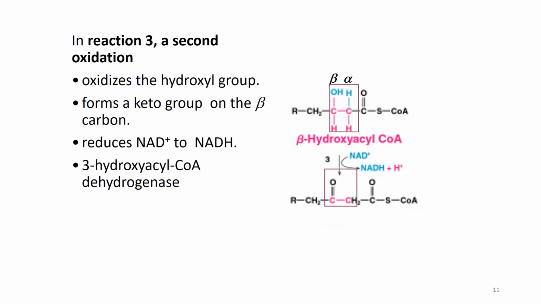Now we're going to undergo a second oxidation reaction. We are going to oxidize that beta hydroxyacyl CoA to a beta ketoacyl CoA. And at the same time, we're going to reduce NAD plus to NADH plus a hydrogen ion. The enzyme involved here is 3-hydroxyacyl-CoA dehydrogenase.